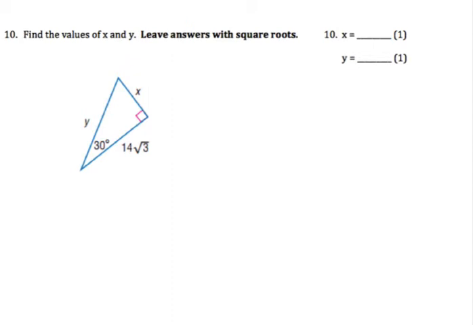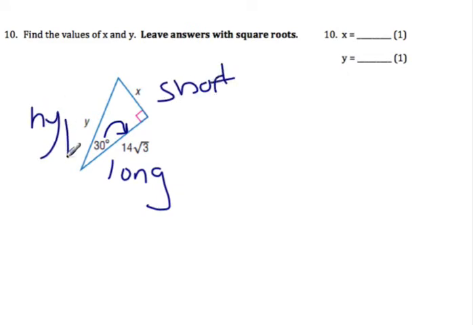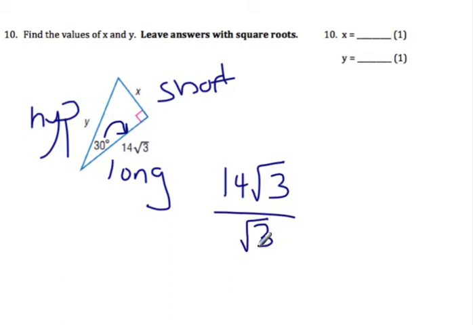So let's go ahead and take a look at number 10. So we're given a 30, 60, 90 triangle. Remember that the one that's touching the 30-degree angle, that's your long side. So we're given the long side. We don't know the short leg or the hypotenuse. Remember, the hypotenuse is always sitting across from the right angle. So it says, if given the long leg, to find the short leg, you need to divide by the square root of 3. So I'm going to take 14 square root of 3, and I'm going to divide it by the square root of 3. So I can cancel out the square root of 3s, and for the short leg, which is x, I'm just left with 14.